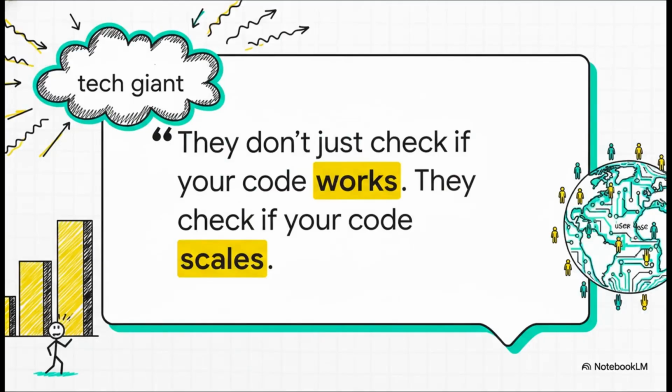And that is why companies like Google and Amazon care about this so much. They aren't building apps for a few hundred people. They're building for billions. So when they're hiring, they don't just check if your code works. They check if your code scales.